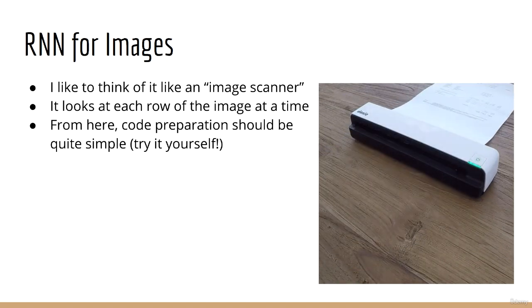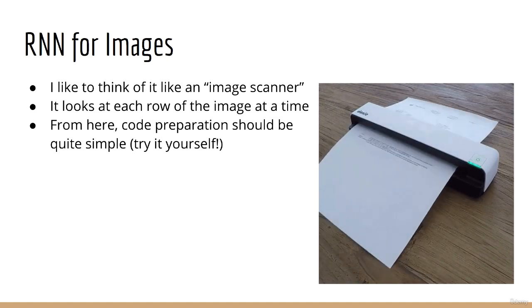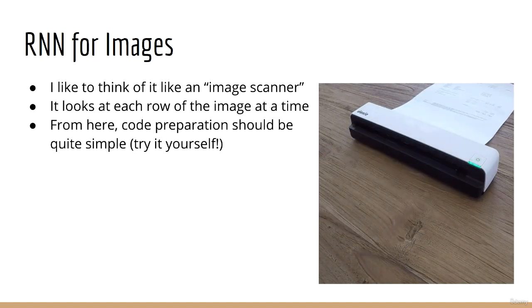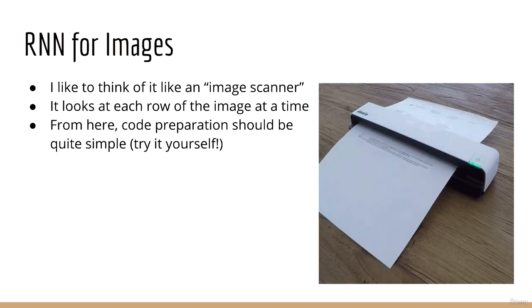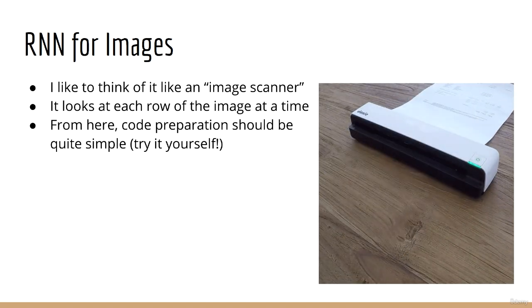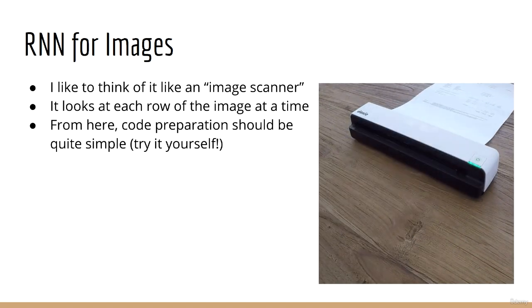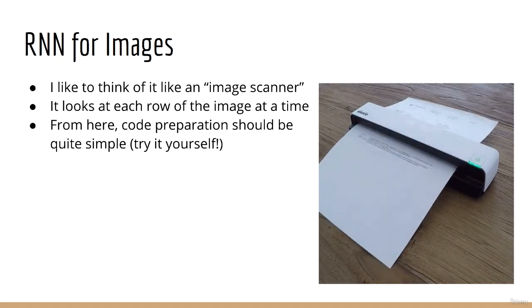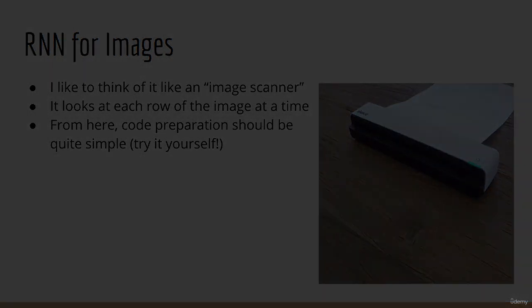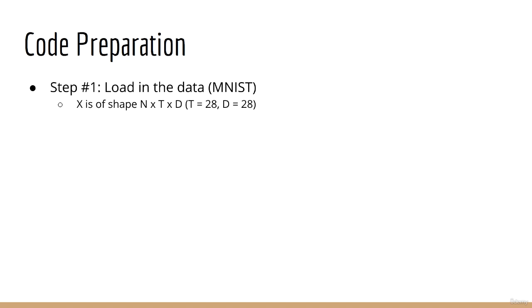Using this method, you can think of the RNN as like an image scanner. It scans each pixel of the image from top to bottom, looking at each row one at a time, and updating the hidden state based on each row it encounters. From here, our code preparation doesn't involve anything we haven't seen already. Step number 1 is to load in the data. That's just MNIST. From this, we get our input data as an array, which is of size N by T by D. Here, T is 28, but D is also 28.